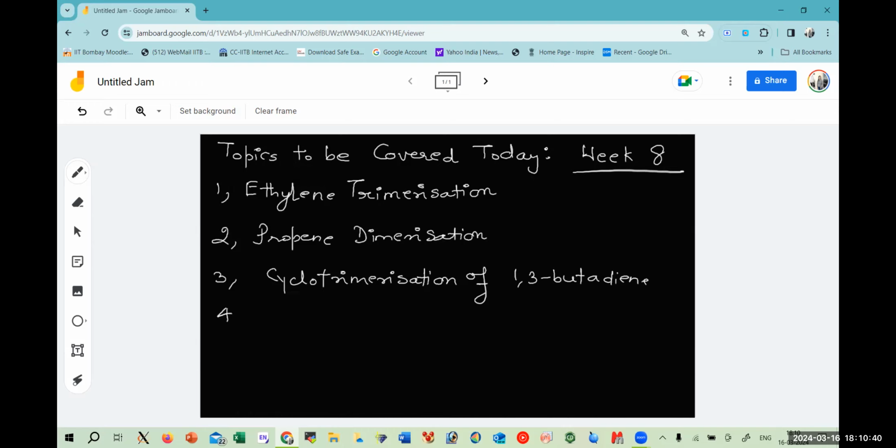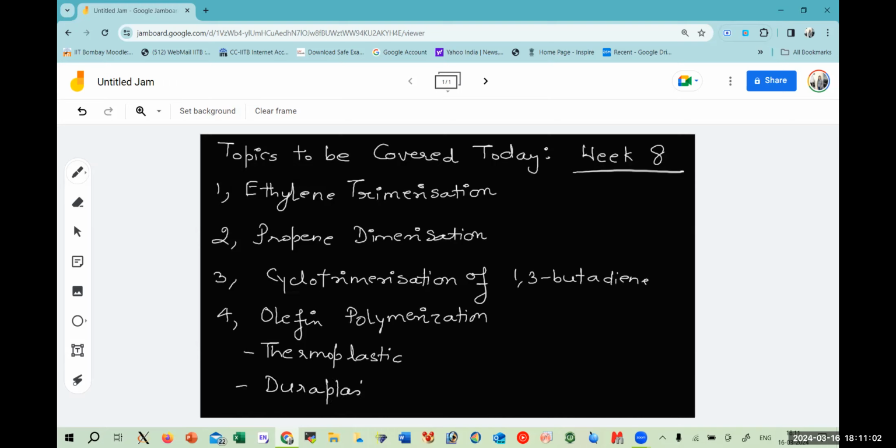And at the last, we will be talking about olefin polymerization, which is having different types of materials: thermoplastic, duraplastic, and elastomers. And ultimately, assignment. So these are the things that we are going to discuss today.